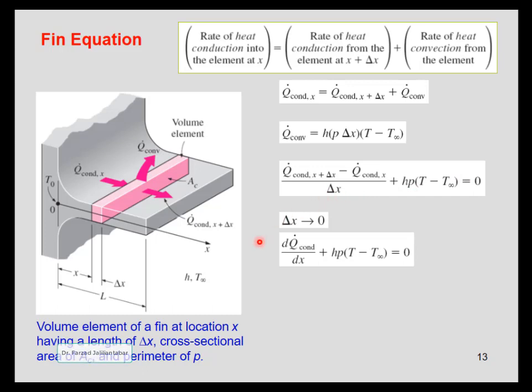Then when delta x, the element thickness, approaches zero, for very, very small thickness of the element, we can rewrite this equation as a differential equation: d q dot conduction divided by dx plus hP (T minus T infinity) equals zero. So this part can be rewritten as a differential equation. Now we should find the general answer for this differential equation.